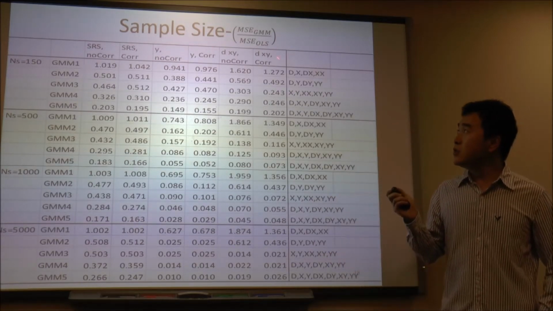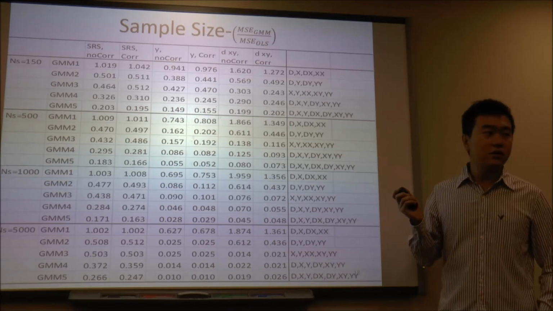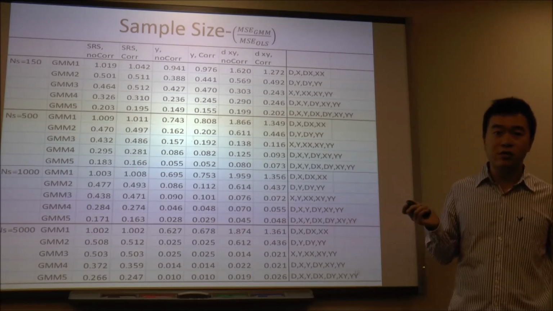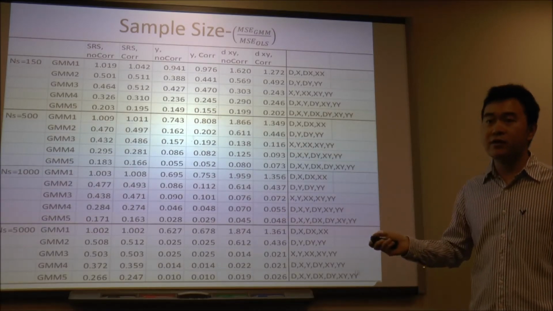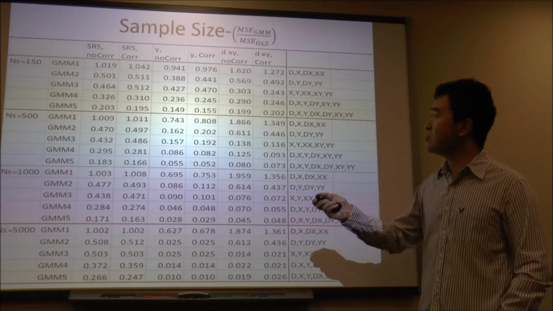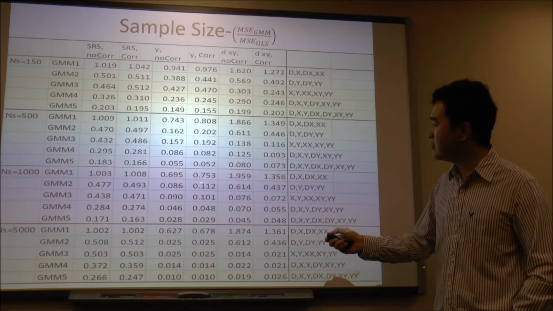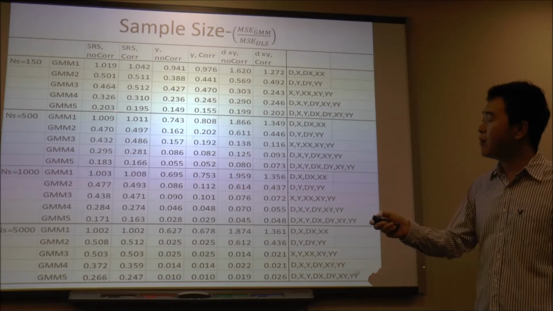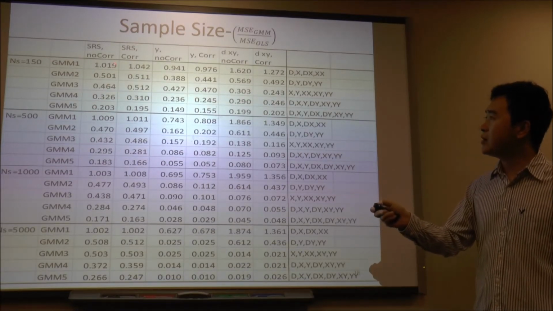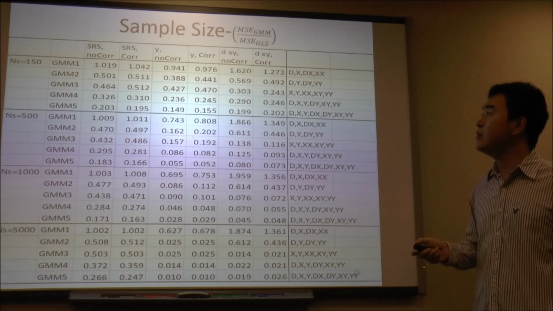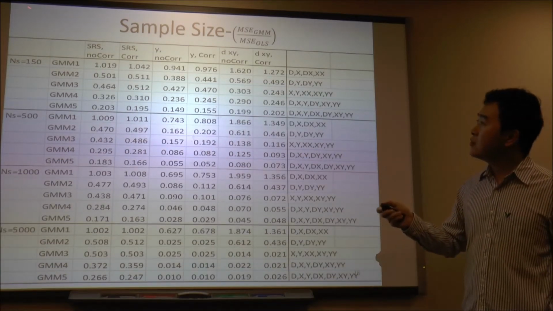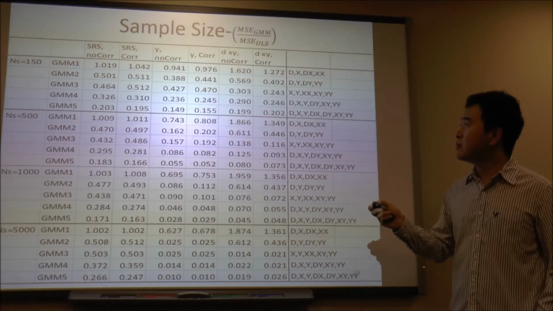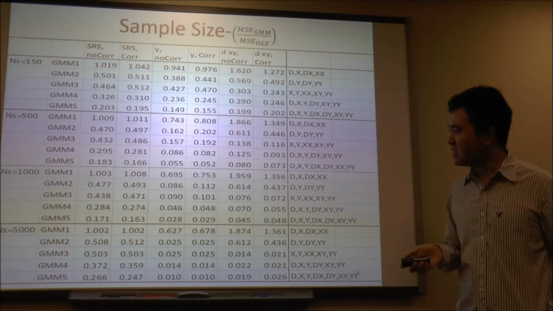If the ratio is larger than 1, that means the GMM performs worse than the OLS. When the ratio is smaller than 1, it's better, and the smaller, the better. We can see that the results are not very sensitive to the sample size. And we see the same pattern that GMM 4 and 5 generally perform better than GMM 2 and 3 because they have more information. And again, we see GMM 1 performs better in some cases, but worse in other cases.